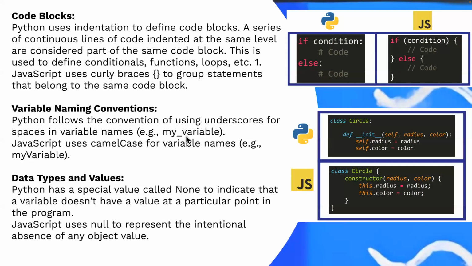I had created a slide that I deleted, but we will practice that nonetheless. All right, and then data types and values. Python has a special value called None, and that is to indicate that a variable doesn't have a value at a particular point in the program, right?